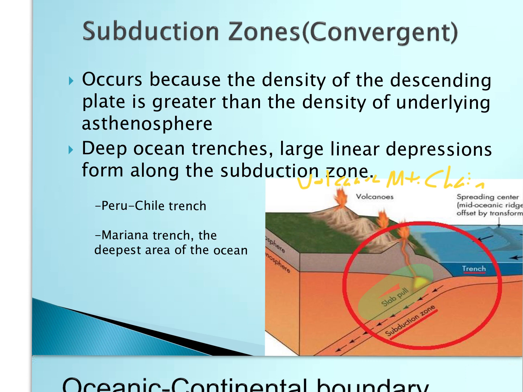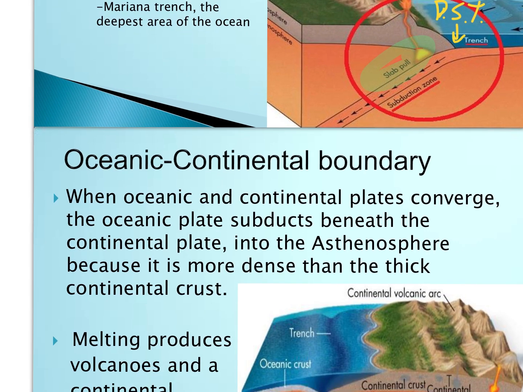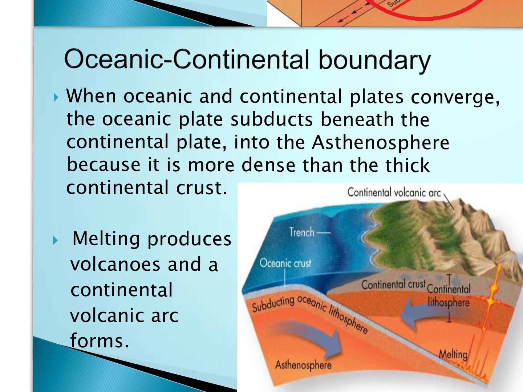You also then have your deep sea trench. What I'm going to shorthand right here is the DST, deep sea trench, and that's actually right here. So every time you get subduction, you're going to have that deep sea trench. Oceanic to continental, again, volcanoes on the overriding plate, still going to have the deep sea trench.